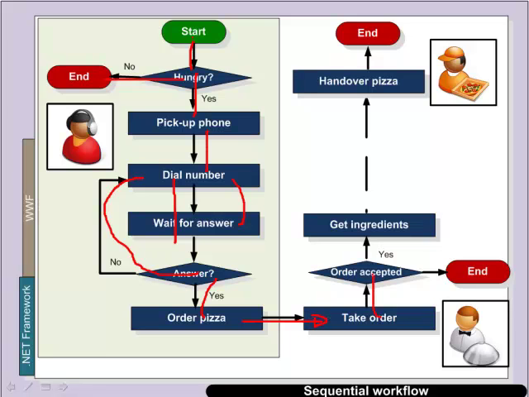On the other side, the sequential workflow would be to take the order. Is the order acceptable? If it's not, then we might end. If it is, get the ingredients, make the pizza, put it in the oven, get the pizza out of the oven, send it to a delivery person, then hand over the pizza, and then we get to an end. So we can see here that this is very much scripted and that we know the actions that are involved.